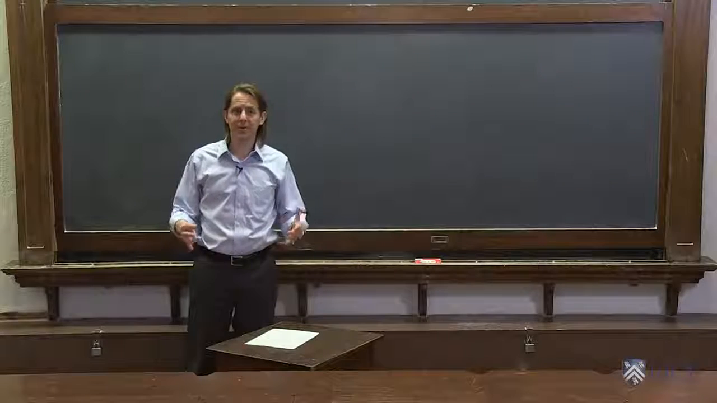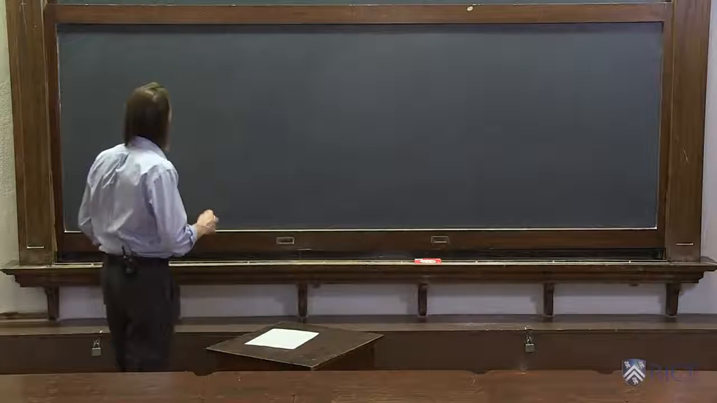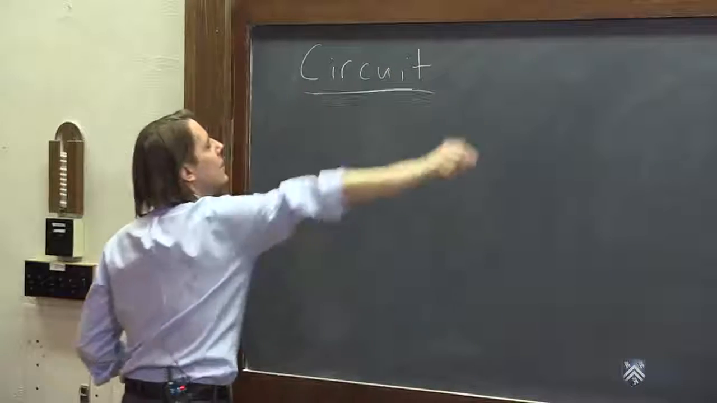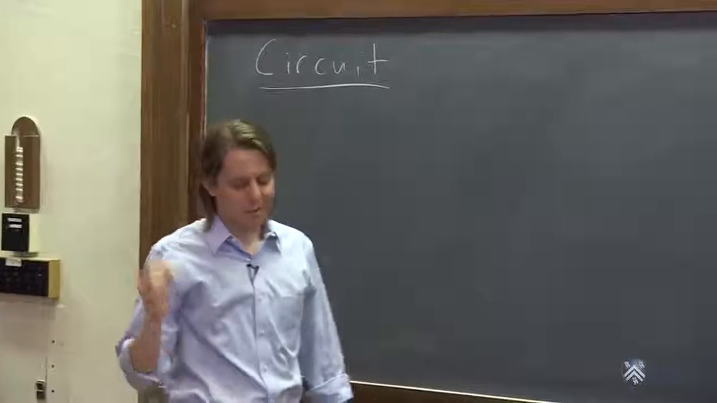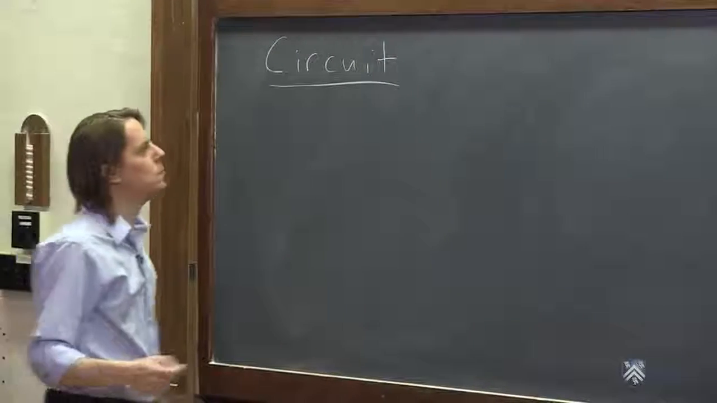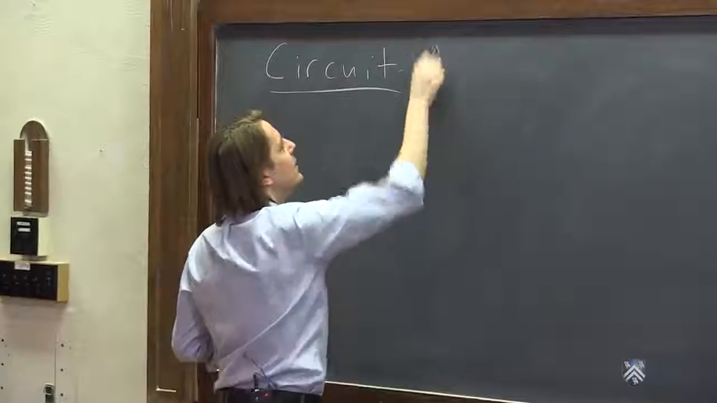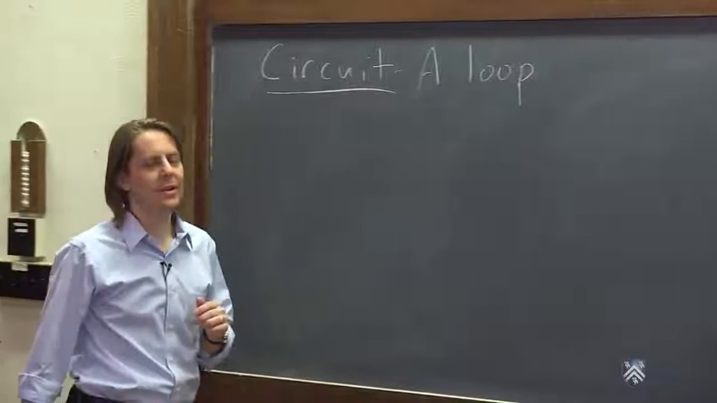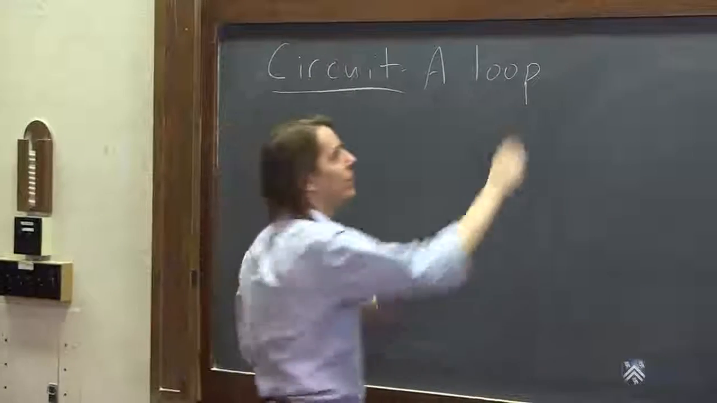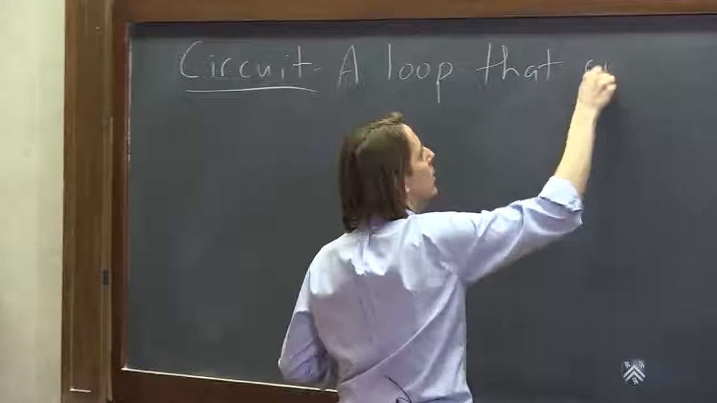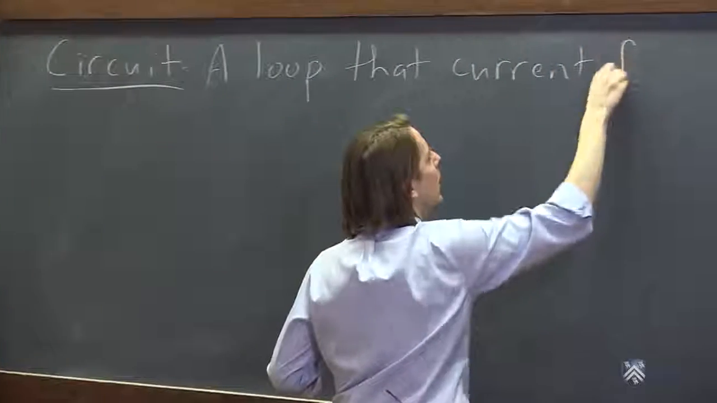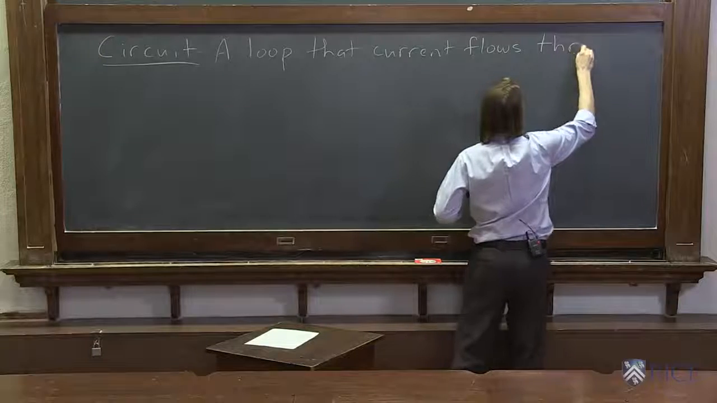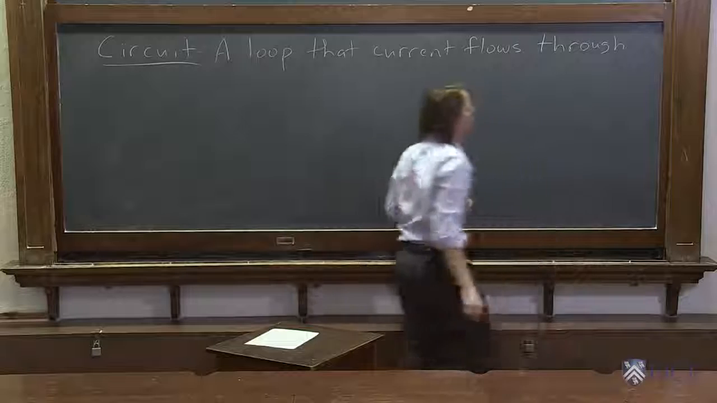We have finally talked about enough concepts that we can now discuss the real deal, a circuit, an electrical circuit. What is an electrical circuit? It is a loop. That's really all it is. It is a loop that current flows through. I should say through which current flows, but I just can't bring myself to do it. A loop that current flows through.